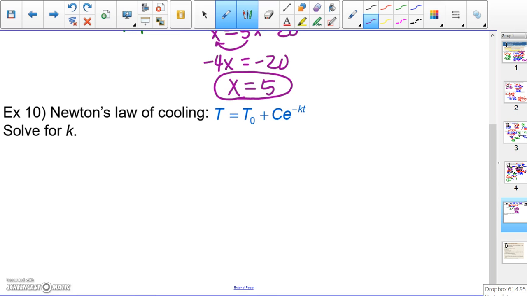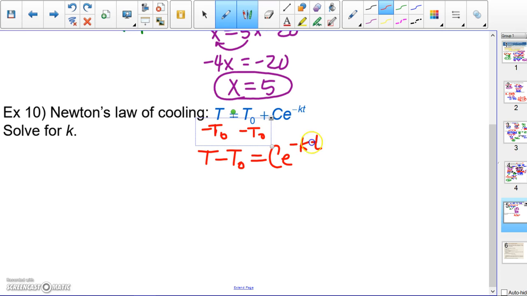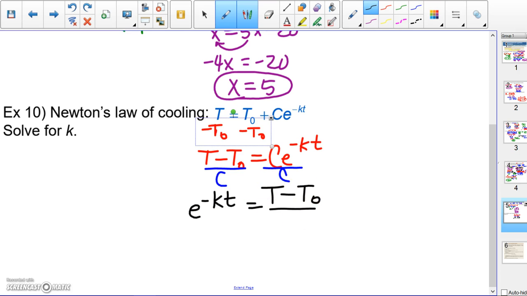Example 10. Newton's law of cooling is given right there. It says solve for k. So we just want to isolate some variables. Let's subtract t0. Any of this you can do in your head would be awesome. So t minus t0 is equal to c times e to the negative kt. Divide by c. I'm going to switch it around here. E to the negative kt equals t minus t0 over c.